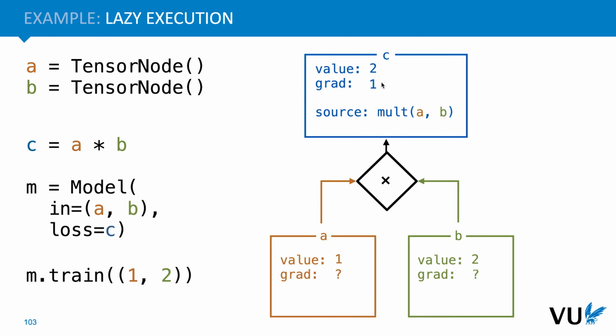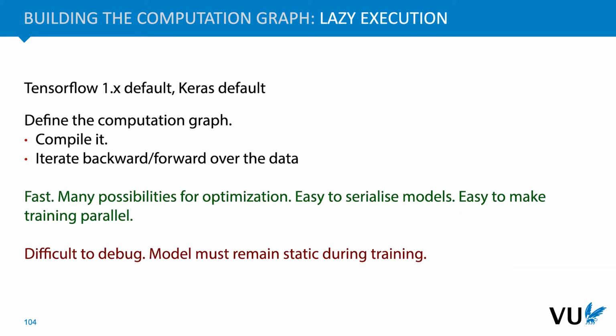The gradient of a node with respect to itself is always 1. And so we can now move backwards back to the op node. We call the op node's backward, and the op node tells us that if this is the gradient for the output, these are the gradients for the inputs. That's called lazy execution.